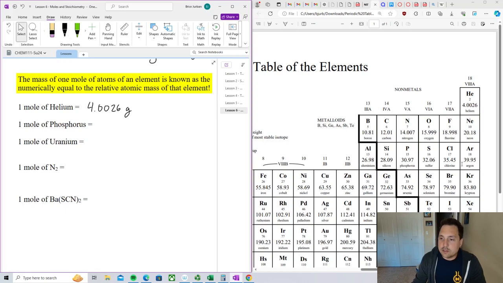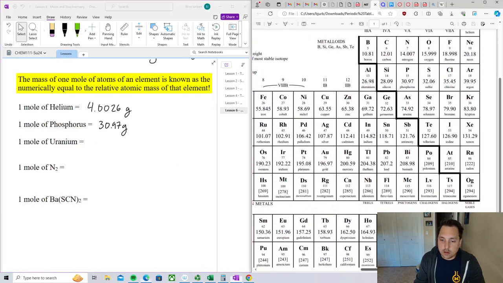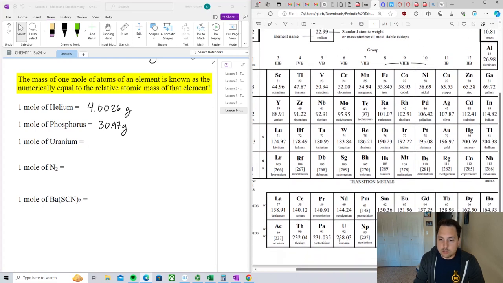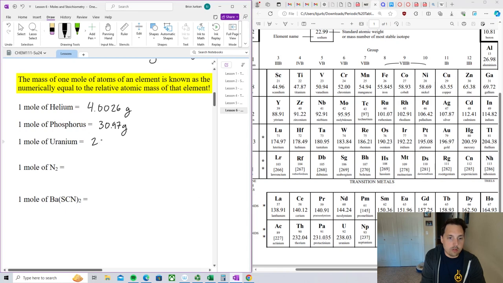When we look at phosphorus, it has an average atomic mass of 30.97 AMUs, but that can also be said to be 30.97 grams per mole. 1 mole of uranium: uranium is mostly the 238 isotope, so it's close. So 1 mole of uranium would weigh 238.03 grams. So much heavier than phosphorus and much, much heavier than helium.